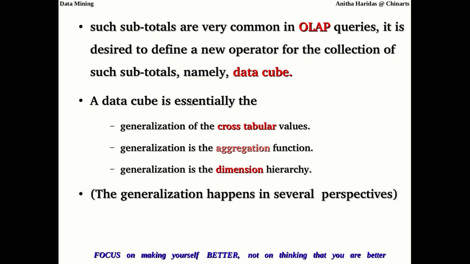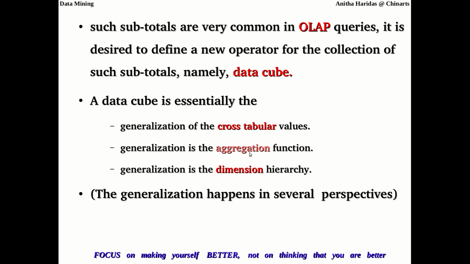So if it is going to be the summary data, I can say the data cube will be having the generalization of the cross-tabular values. What do you mean by cross-tabular values? You will be having more tables, right? More relations will be connected here. So based on that, you will be doing the summarization, or you may be using an aggregation function.